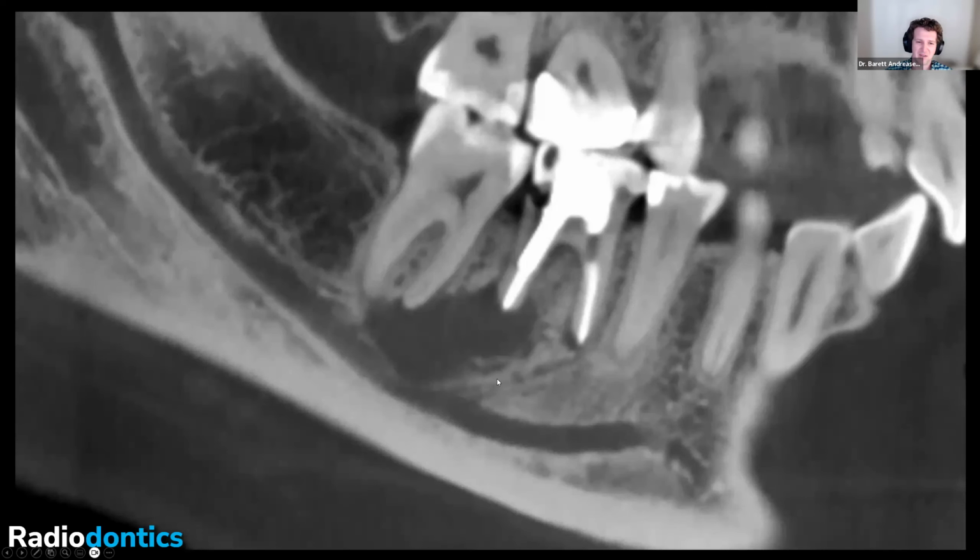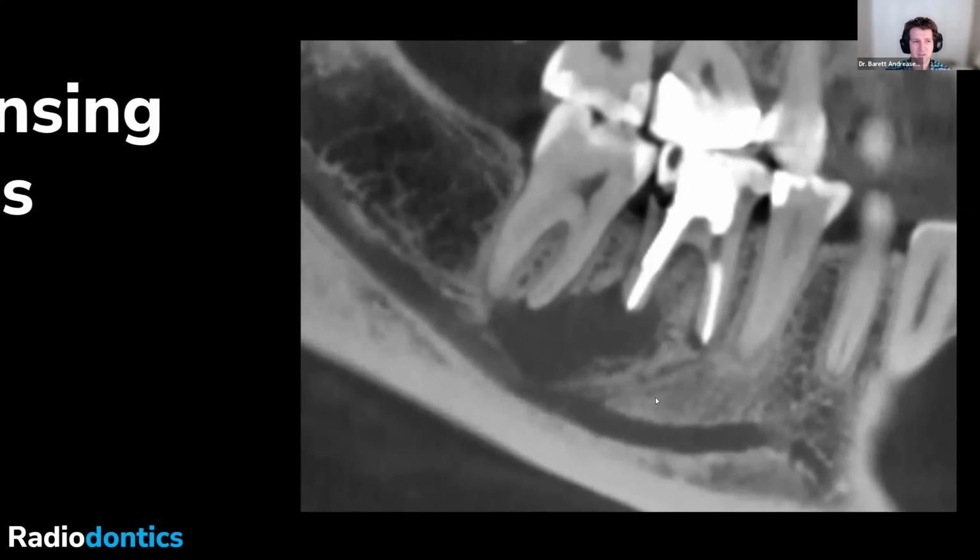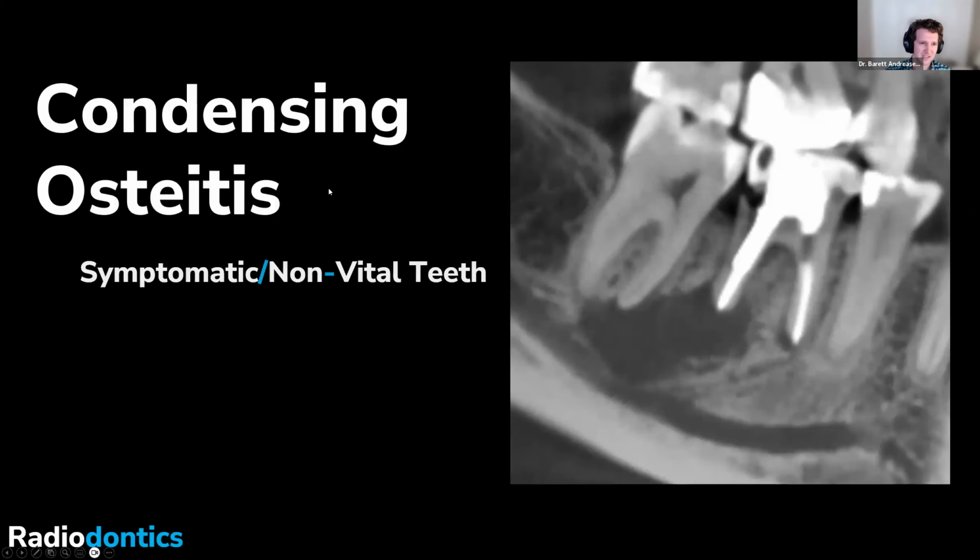What I did want to talk about is all the sclerotic trabecular bone surrounding this area. So if you look at this normal trabeculation here, distal to number 31, as you move closer to this area of infection, you can see that trabecular bone has become very, very sclerotic. This is what we call condensing osteitis.